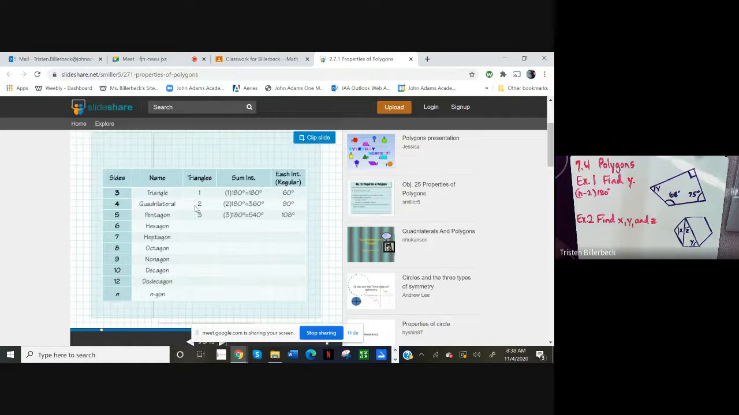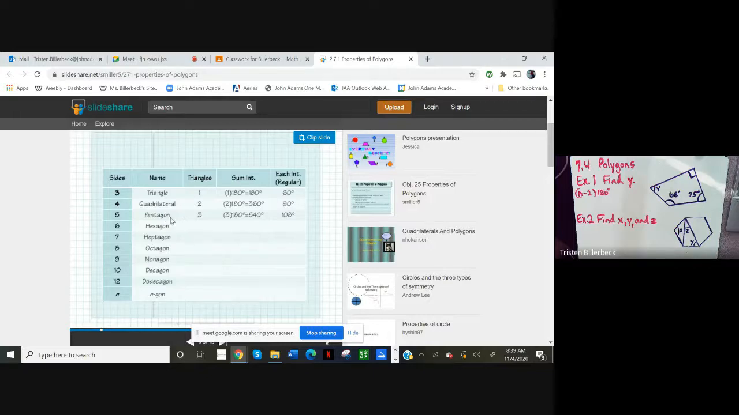So if we see that with a triangle, we have 180, so the interior angle sum is 180. And if it's a regular triangle, each angle would then have to be 60, because 180 divided by 3 is 60. A quadrilateral would have 2 triangles in it. If you drew one diagonal across, you'd have 2 times 180, which is 360. And if you divide that by 4 sides, that gives you each angle is 90 degrees.